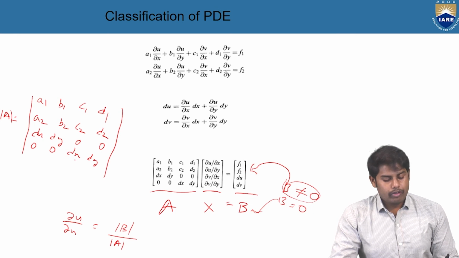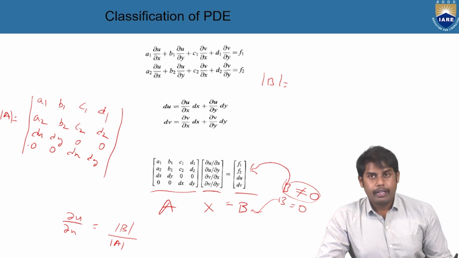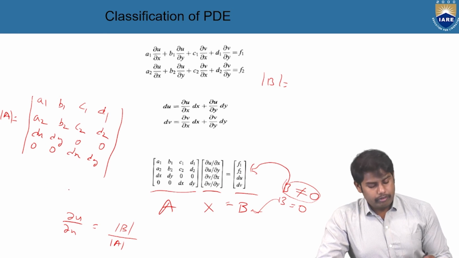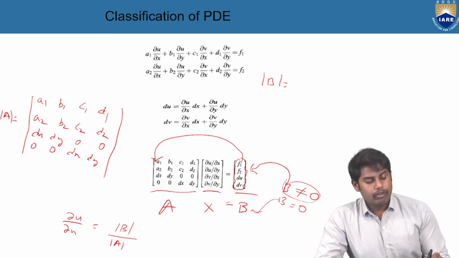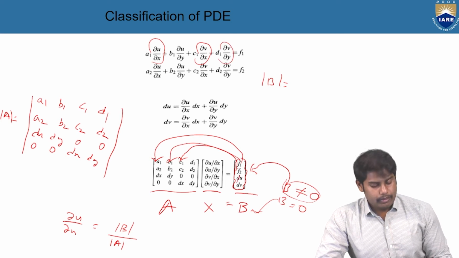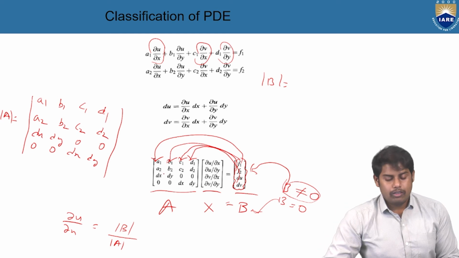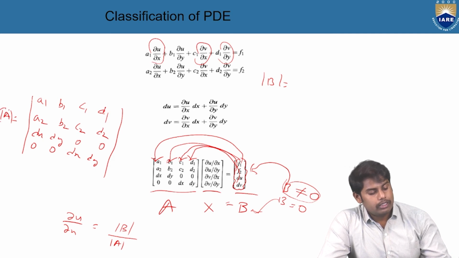Okay, next if you want to get determinant of B, what we do is replace the first column of the A matrix with this B. For Cramer's rule, if you want to get ∂u/∂x, we replace the first column; if you want to get ∂u/∂y, we replace the second column; if you want to get ∂v/∂x, you replace the third column; and if you want to get ∂v/∂y, we replace the fourth column. Okay, so let's take this as the B matrix.